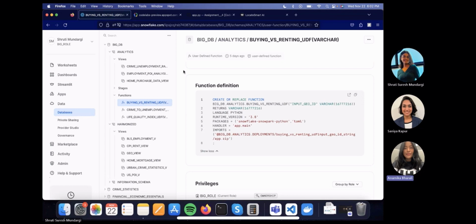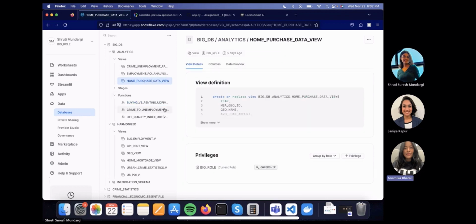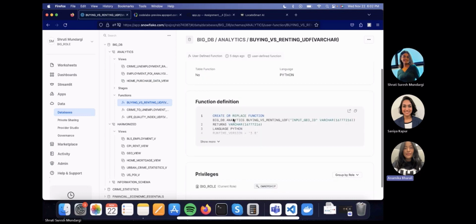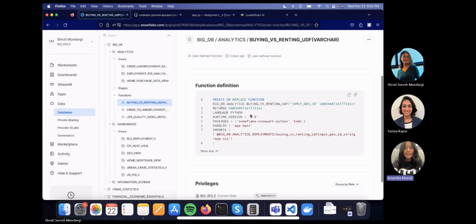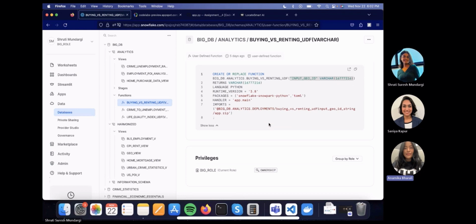So we will be moving to the buying versus renting UDF. With that data, we can just give one input of a geo ID, and it will tell us the comparison between the rent and the property value if we are buying. So this is the point of the UDF, buying versus renting. My teammate Sanya will move on to explain the next one.